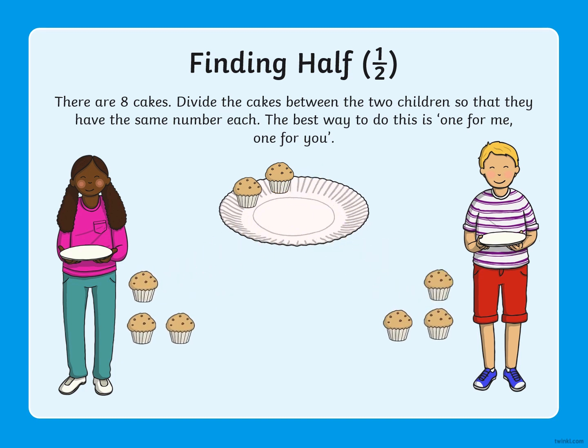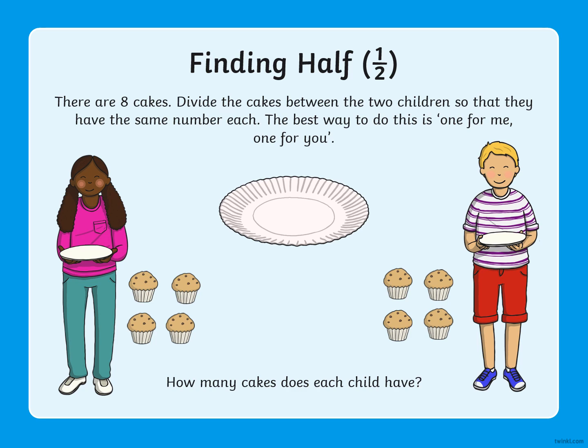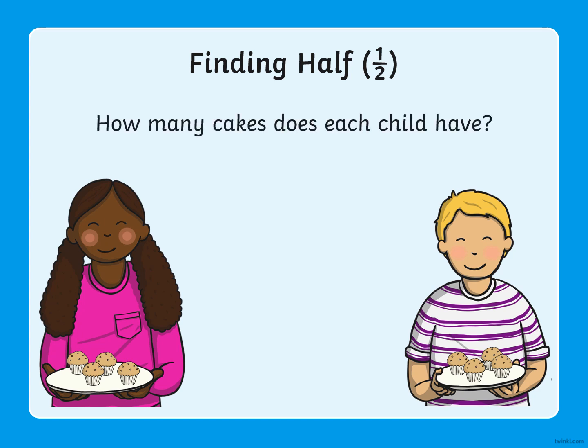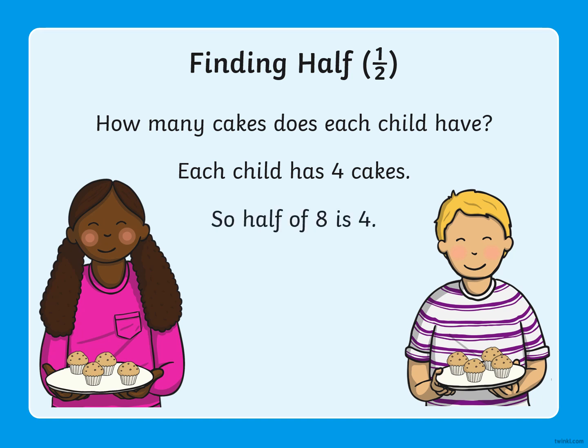1 for the girl, 1 for the boy, all the way until there's no more cakes left on the plate. How many cakes does each child have? Each child has 4 cakes. So if you said 4, you are correct. So half of 8 is 4.